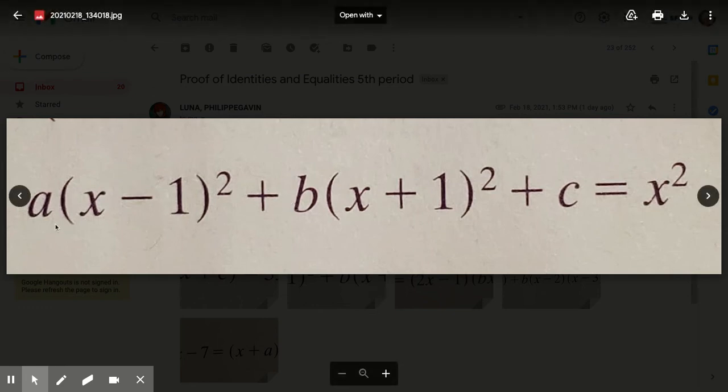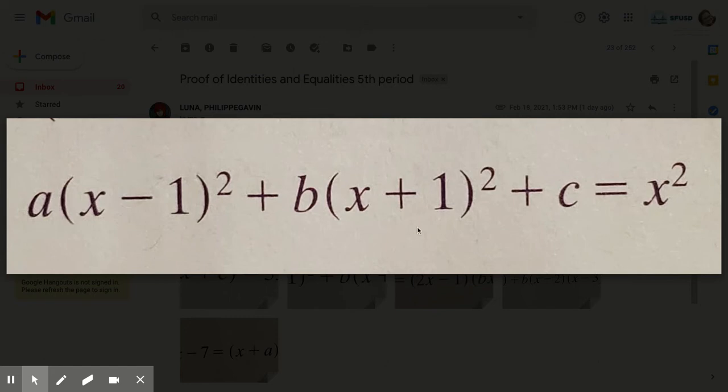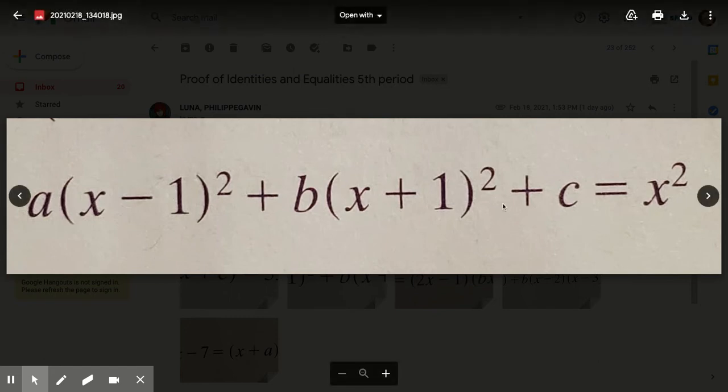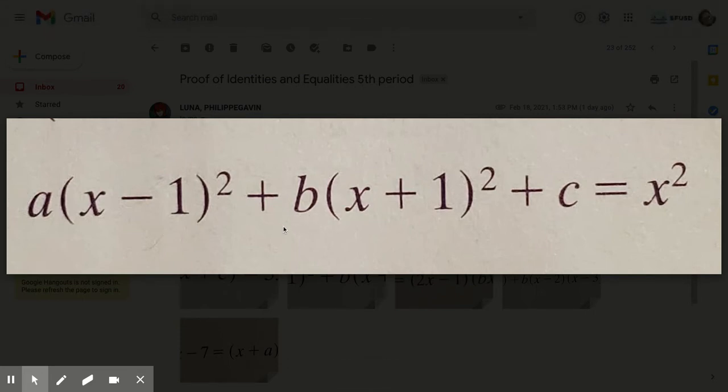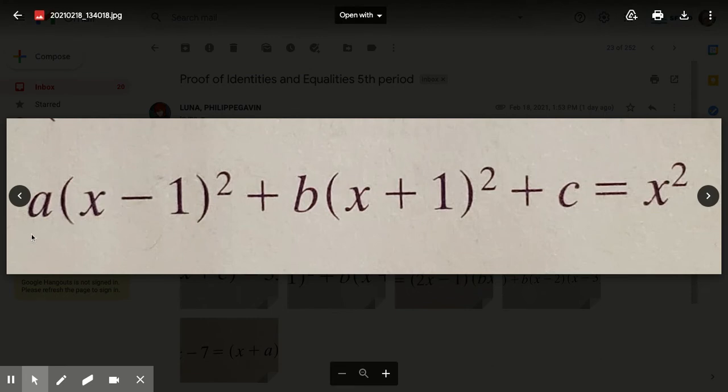So if we look at this problem, a times the quantity x minus 1 to the second power plus b times the quantity x plus 1 to the second power plus c, where a, b, and c are some constant. A and b are the coefficients of these second terms. As we're doing that, there's a couple different ways to do it, but I'm going to say the easiest way is to start with my exponents.